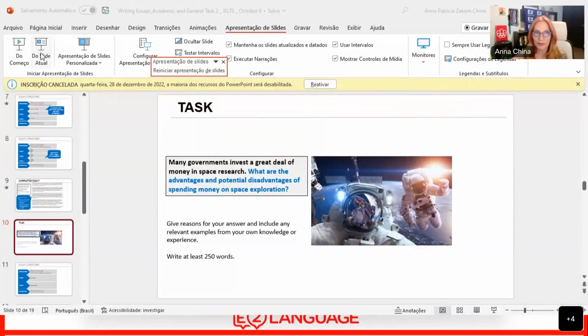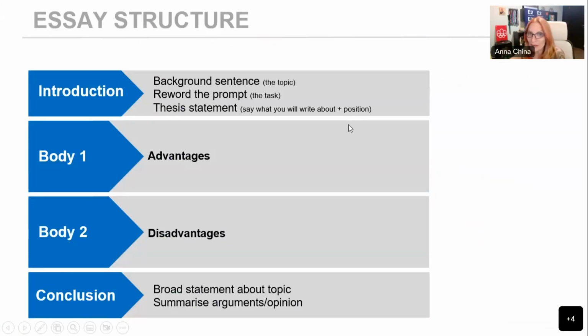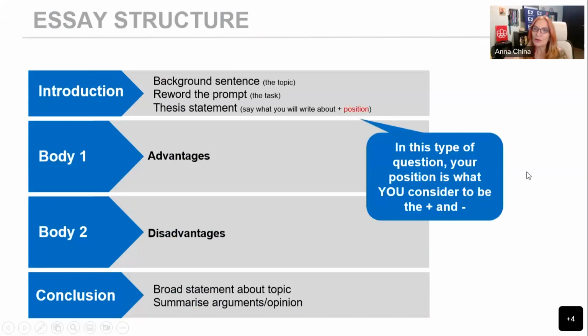So this is a different topic, and this is the one that uses plural forms. And this one does not clearly ask your opinion. So it will change slightly how the writer will bring a position and not an opinion in this case. Many governments invest a great deal of money in space research. What are the advantages and potential disadvantages of spending money on space exploration? So it doesn't really have any question of what is your opinion. So in this case, we're going to focus on position so that we guarantee that task achievement will be achieved. You will not say if you agree or disagree that governments should spend money or not. That's not the question, but you will show your position.